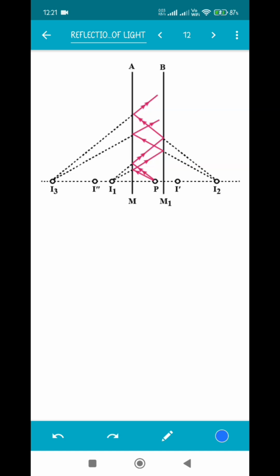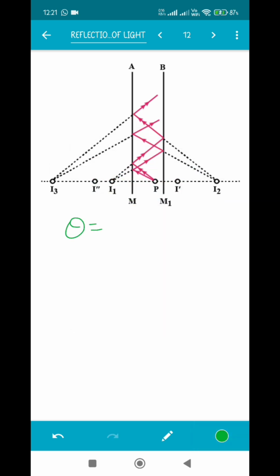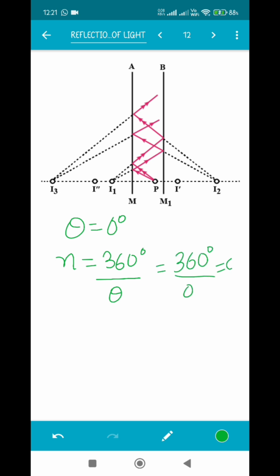Now coming to the next case, when the two mirrors are placed parallel to one another, AM is the first mirror and BM1 is the second mirror. In this case, theta is equal to 0 degrees because the mirrors are placed parallel to one another. So the value of n is 360 degrees divided by 0, and we get the value as infinity. That means an infinite number of images are formed in this case.